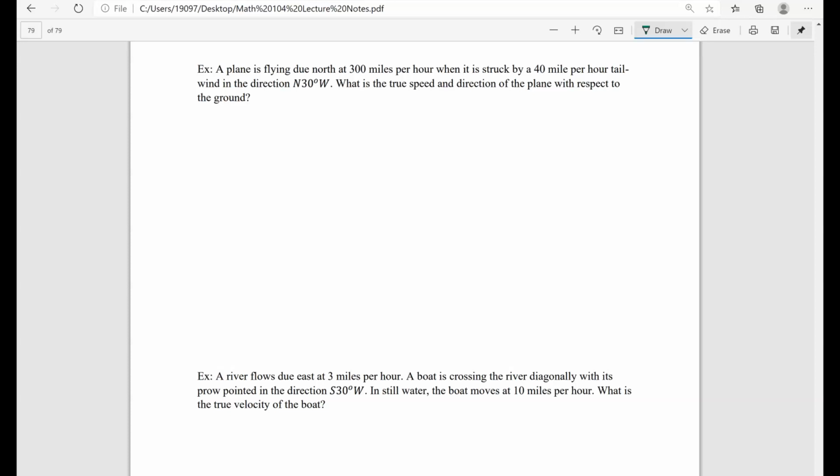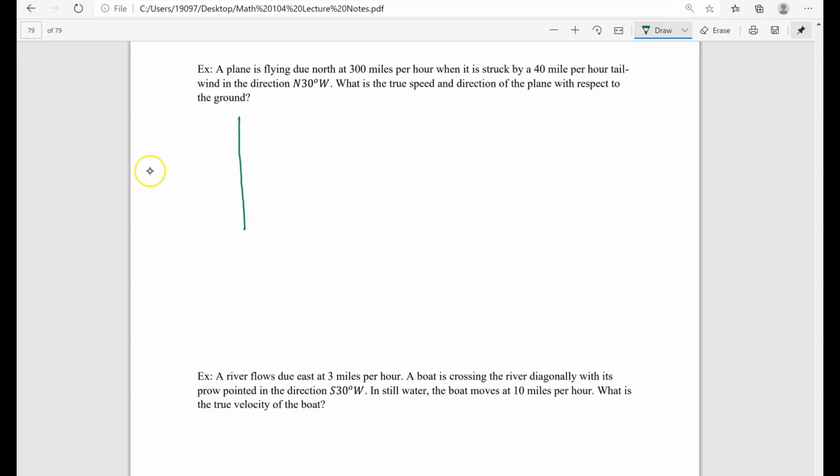So let's do these last two application problems. Here we have a plane that's flying due north at 300 miles per hour when it is struck by a 40 mile per hour tailwind in the direction northwest with a 30-degree bearing. What is the true speed and direction of the plane with respect to the ground? A couple things going on. Let's first start drawing a picture.